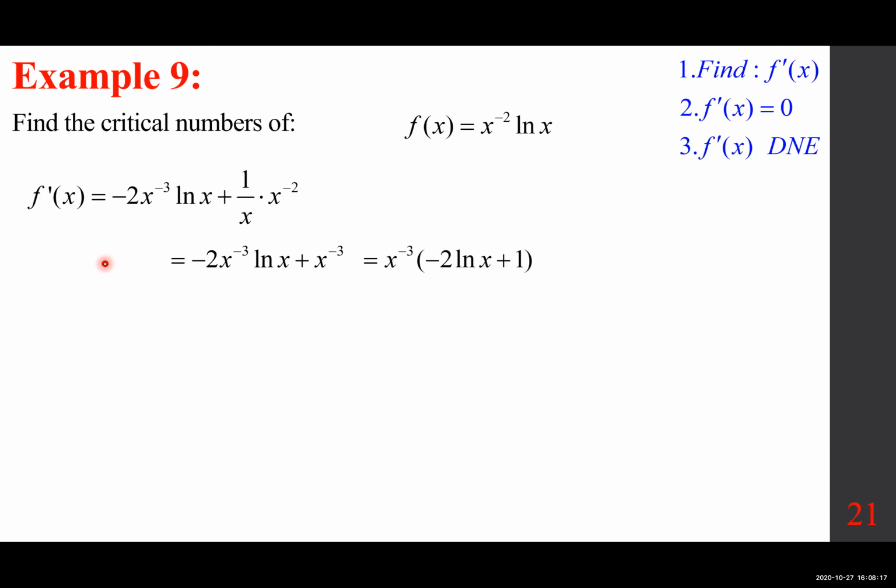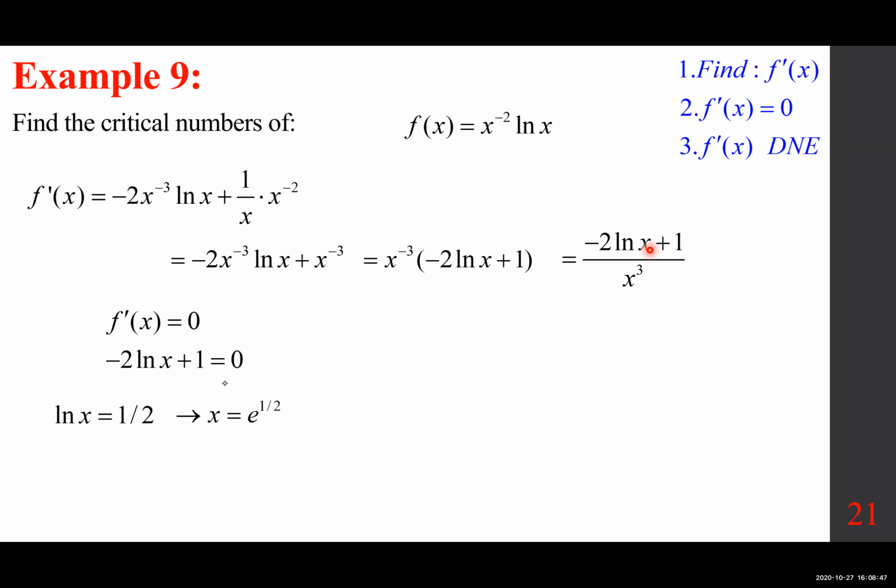So when we factor x to the power of negative 3, we can rewrite this as such. All right, so f prime equals 0, f prime doesn't exist. F prime equals 0, the numerator is 0. F prime doesn't exist, the denominator is 0. So if you set the numerator equal to 0, that means 2 ln x equals 1, ln x equals 1/2, and x is e to the power of 1/2.